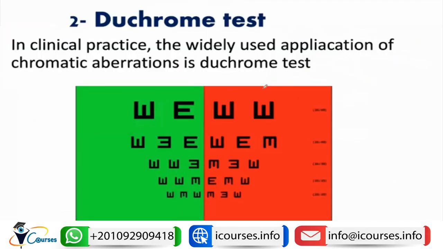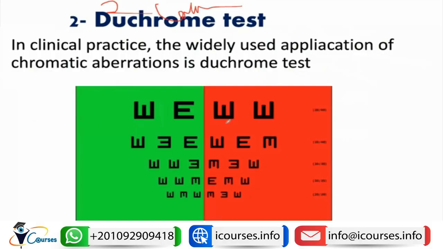The second most widely used application of the chromatic aberration is the duochrome test. By its name, the duochrome test is the test that has two colors: duo meaning two, chrome meaning color. This test is very important in practice and also very important in the MCQ. It is frequently asked. So what is the duochrome test?